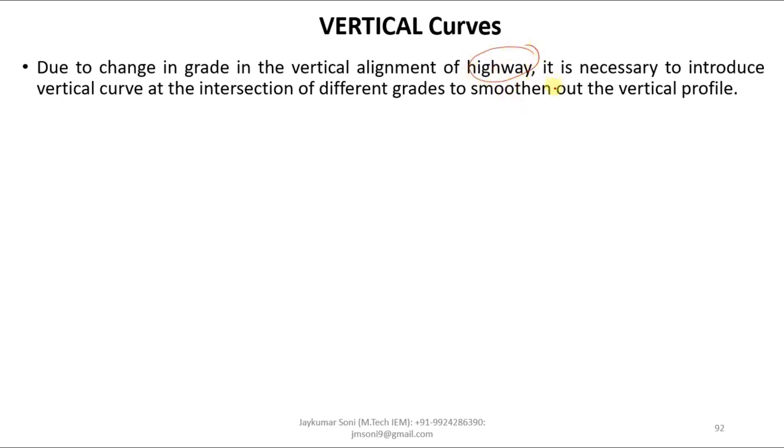there are two types of alignment of a highway, horizontal alignment and vertical alignment. And when there is a change of vertical alignment of the highway, it becomes necessary to introduce the vertical curve. Why and where? It becomes necessary to introduce the vertical curve at the intersection of different grades. Why? To smoothen out the vertical profile. Now, what does it mean actually?